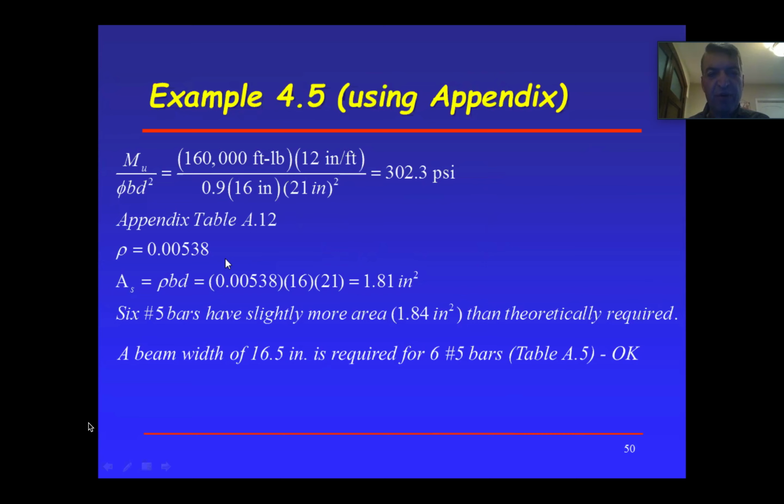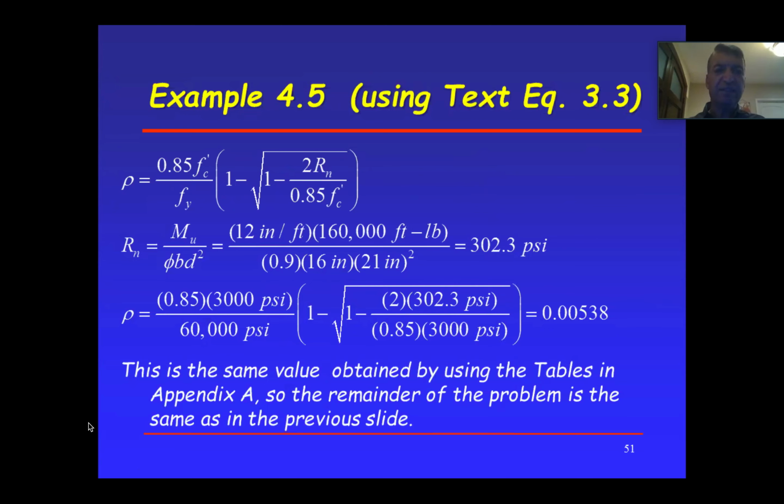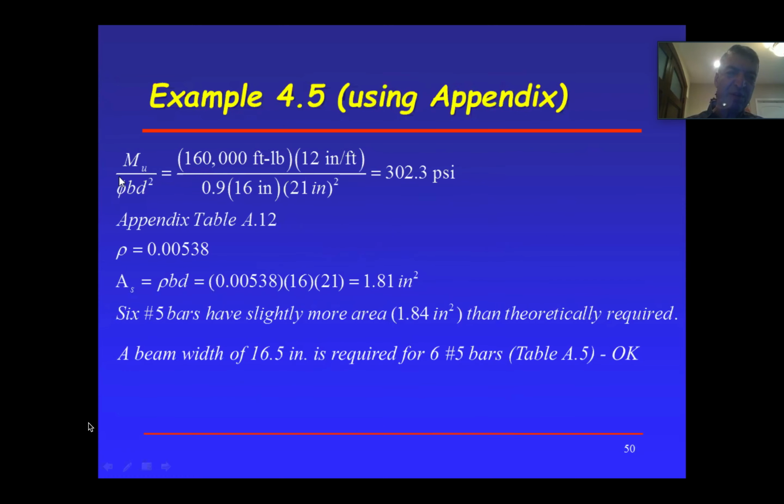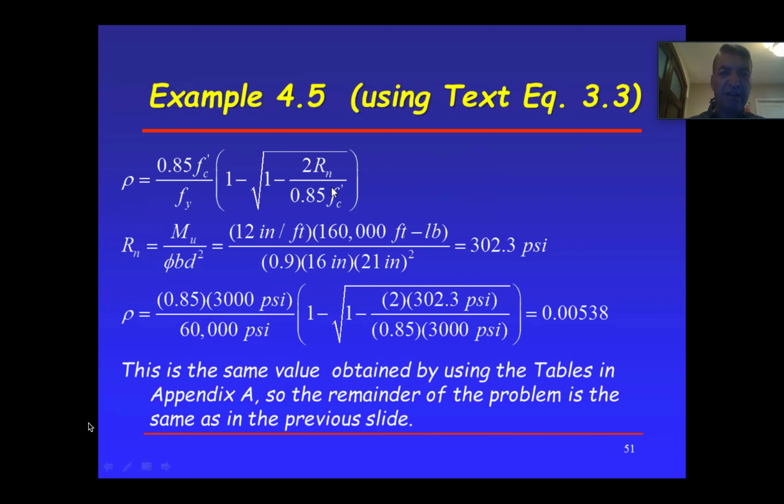So again, you check the beam width for 6 number 5 bars, and you're going to find that it requires 16.5 inches for the width. What is the width of our beam? It's 16. So we're okay. We're close, it's 16 and a half. I can cheat a little bit. What's half an inch? Nothing. Right? So this is close. But if your beam is 16 and this is going to be 18, then that's bad. You go back and revise. All right? That's the first method. Second one is, look, instead of reading, look how easy it is: Mu over this. Then the second method is you have to calculate rho.